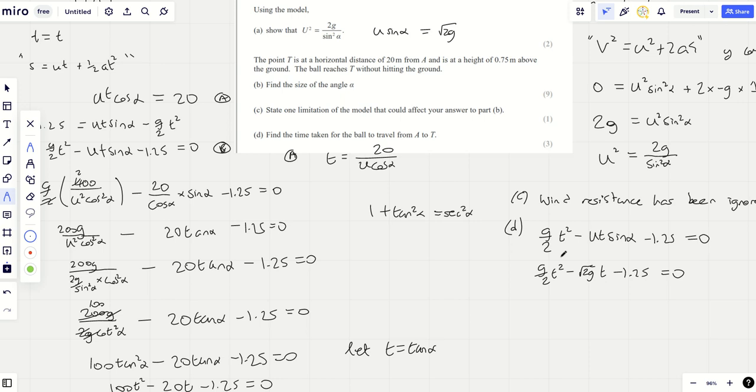Polynomial order 2. So what we've got, 4.9 there for the coefficient of t squared, and then minus the square root of 2 times 9.8, and then the last one is minus 1.25. Okay, I'm getting a time of 1.13 seconds. And you are allowed to just say, by calculator, I've solved this, t equals 1.13 seconds. The other value of t you get is negative, and so you can ignore that. And that's the whole question.